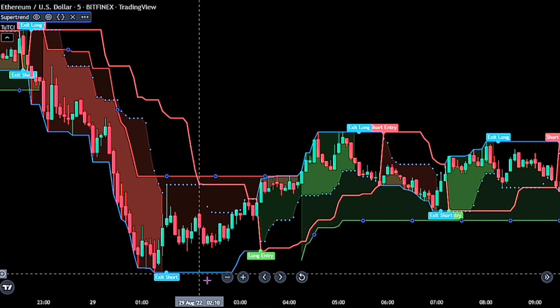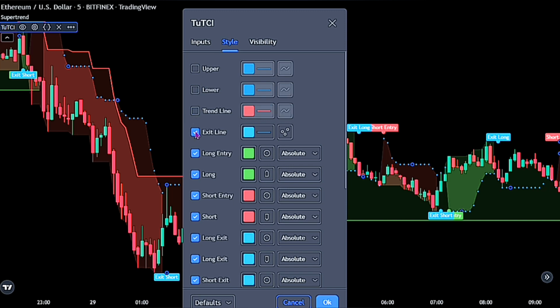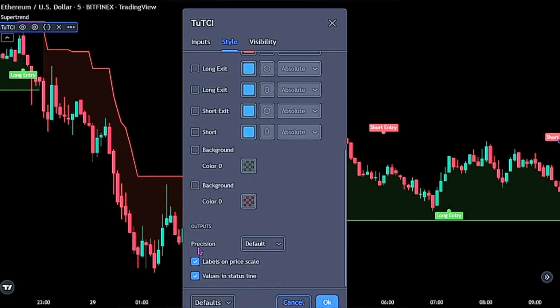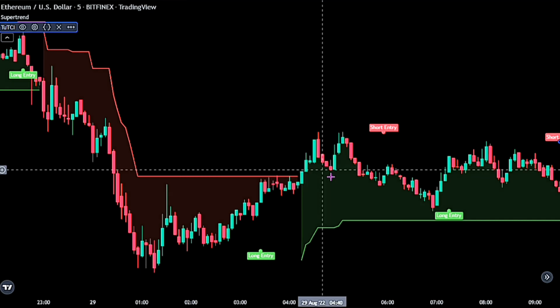Now for the Turtle Trade Channels indicator, go ahead and double click on the indicator. I want you to untick this upper, lower, trend line and exit line. Also skip these next 4 settings and untick both long exit and short exit. And lastly, untick the background and we are good to go. For the inputs, we won't be changing any of its settings as it is the perfect setting for this strategy. Go ahead and click OK to fully apply the settings we would be using.